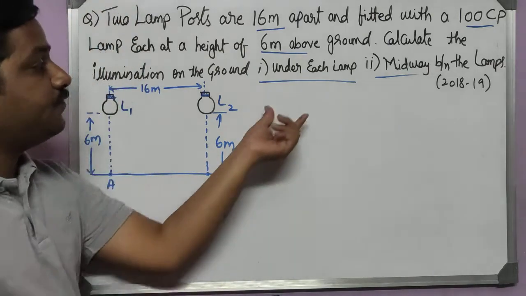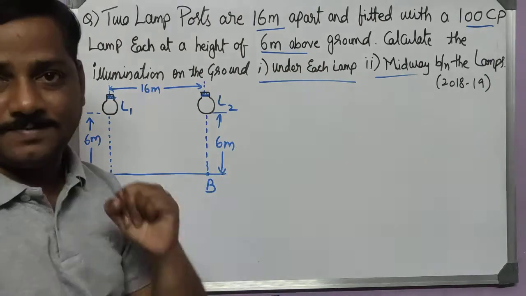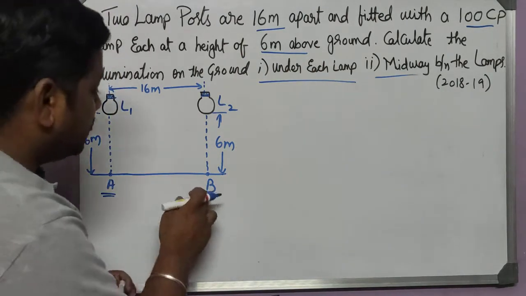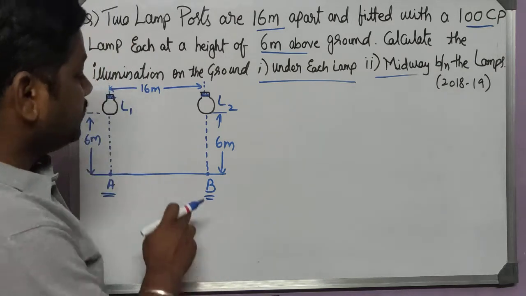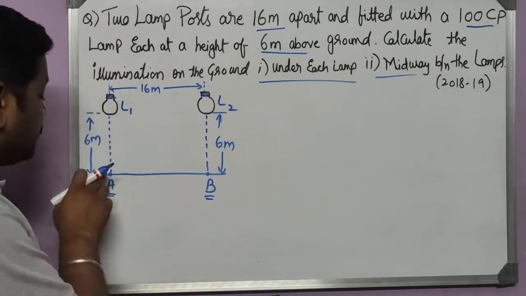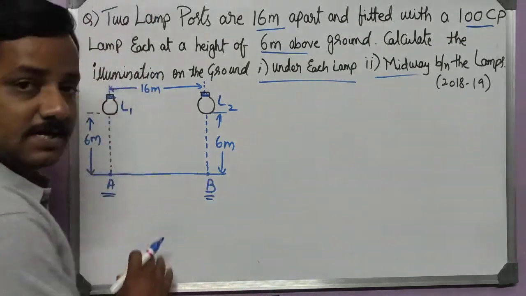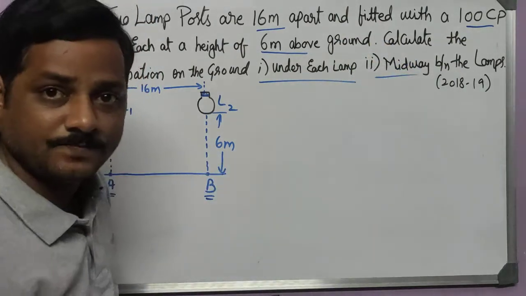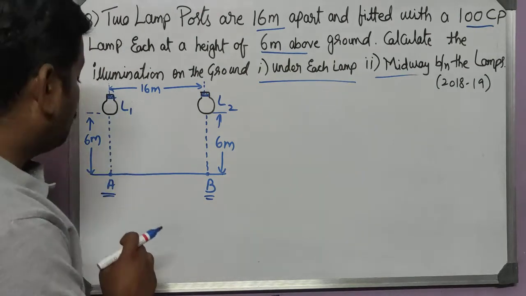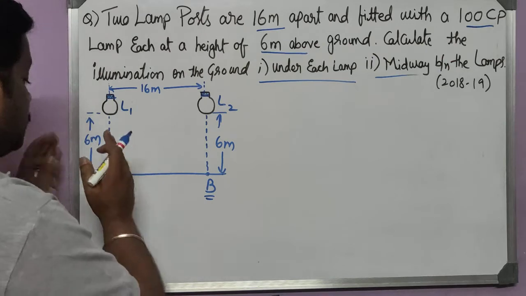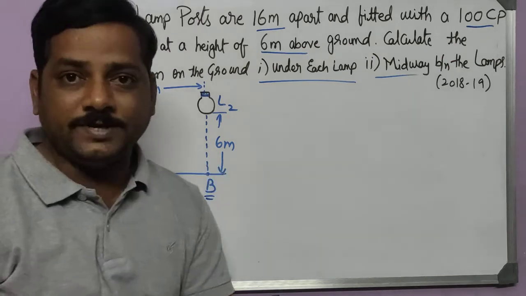They are asking you to find the illumination under each lamp. Under this lamp, I have pointed A, and here I have named it point B. You need to find the illumination at point A and point B. That is the first case. First, let us find that, and later we move to the second case. Let me first solve for point A, then I will go for point B.